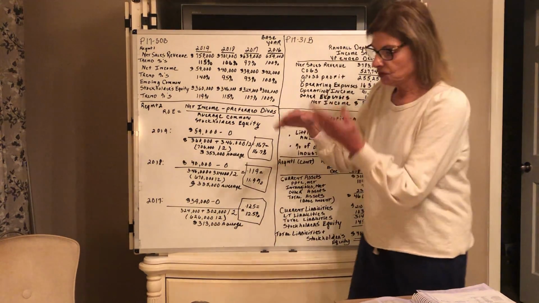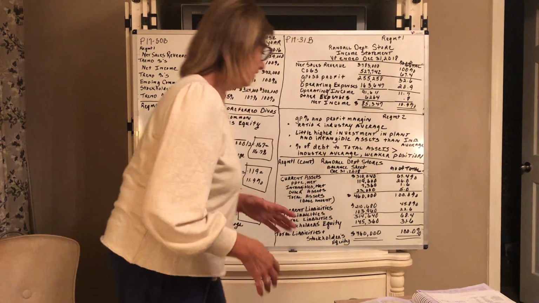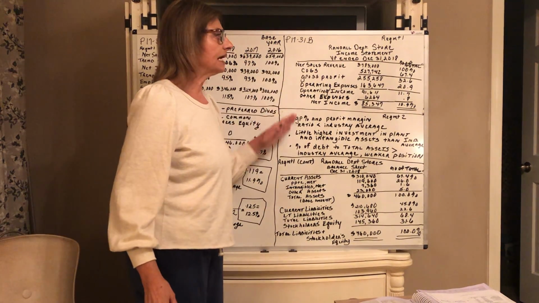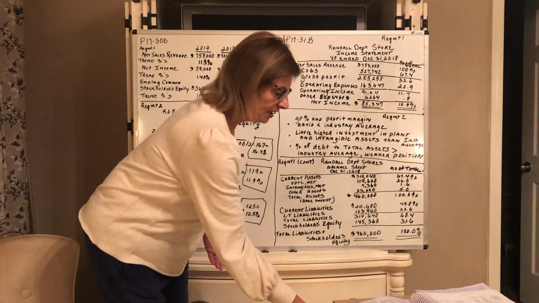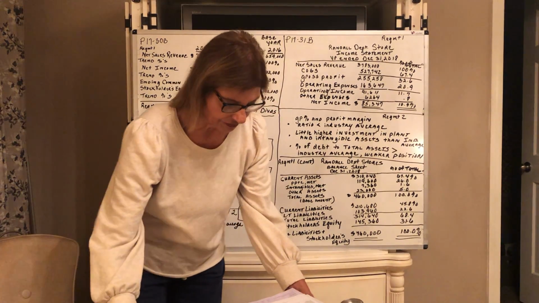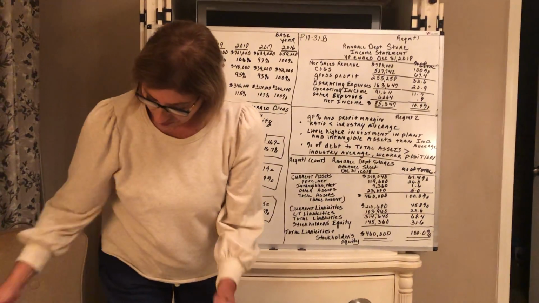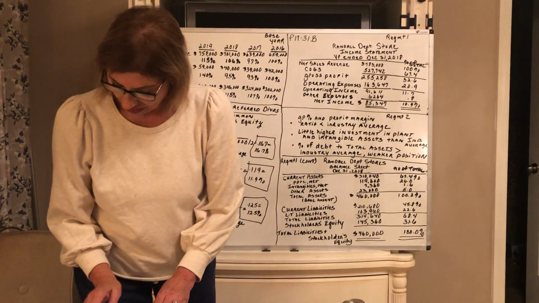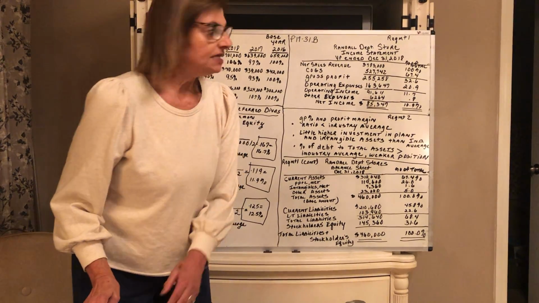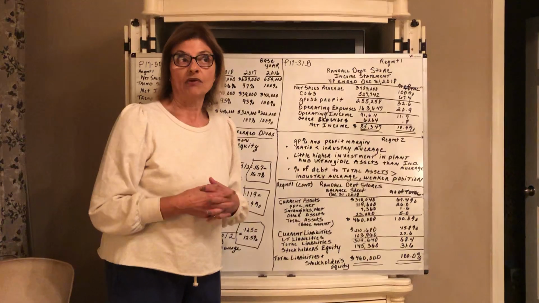Now I'm going to kind of switch around and cover this up and go to the second part, which is Randall Department Store. Let me just get this so you can see the whole thing. Randall Department Store is on the same page. It's down at the bottom. And this is a vertical analysis problem.